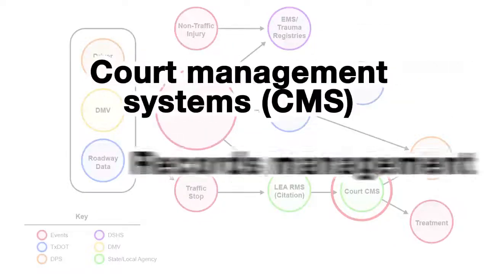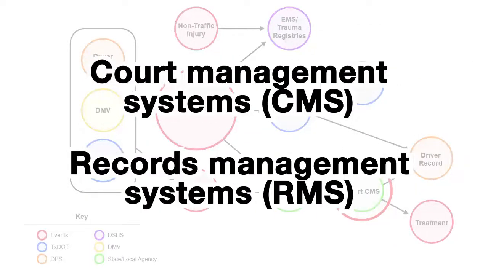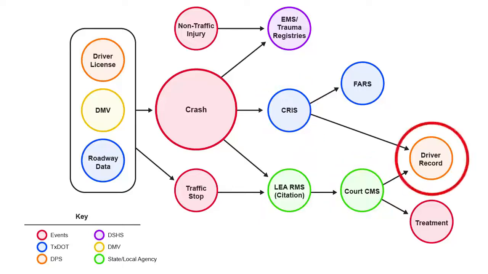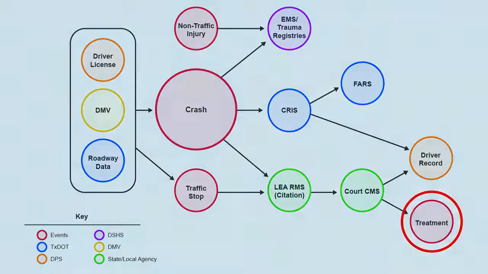There are numerous court management systems and records management systems in use by courts and law enforcement agencies around the state. Consequently, there is no citation data uniformity across the state, and records are created and stored by each individual agency instead of a central reporting system and repository. CRIS and court CMS data flow into driver records. In some cases, a court may require an individual to seek drug or alcohol treatment. Documentation of court-ordered treatment fulfillment resides in the court CMS.